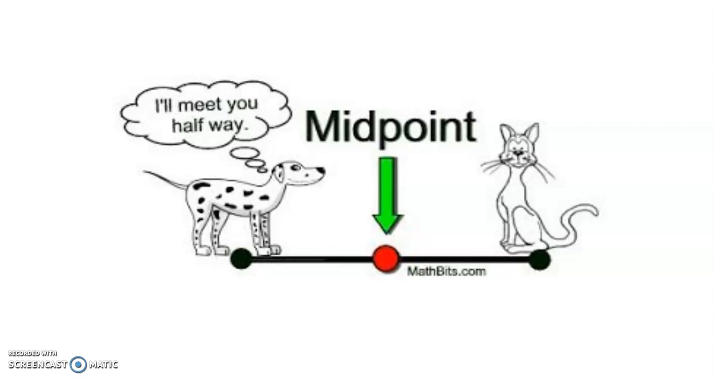All right, today's lesson is about midpoint, and I found this little graphic at mathbits.com. Thought it was pretty cute. One, I love Dalmatians. Dalmatians are probably my favorite pet. And it says, I'll meet you halfway. So there's the kitty cat, and they're going to meet at this red point, which is called the midpoint.